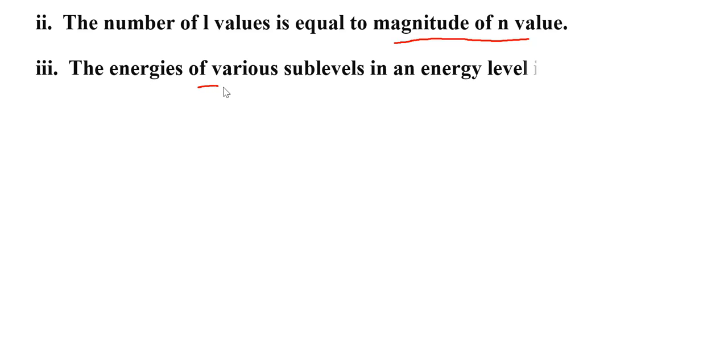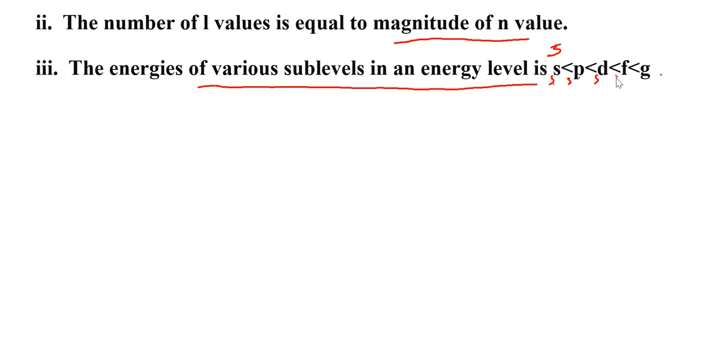The energies of various sublevels in an energy level: in any level you can take, s has the smallest energy, then p, then d, then f, then g. There is no exception in this. If you take the fifth level, 5s, 5p, 5d, 5f, 5g. Yes, something else will come in between, that's fine. But 5p is more than 5s, 5d more than 5p, 5f more than 5d, and 5g is more than 5f.